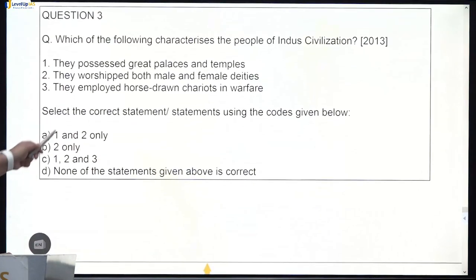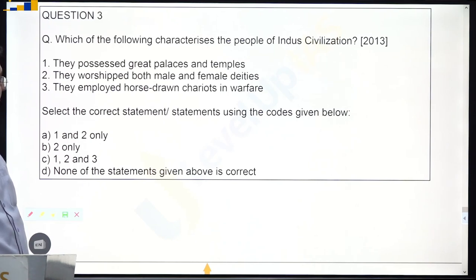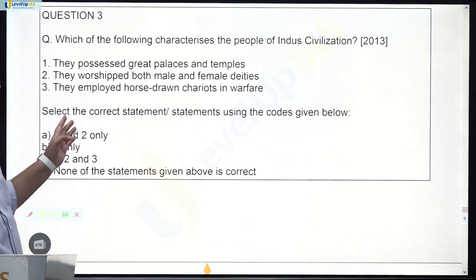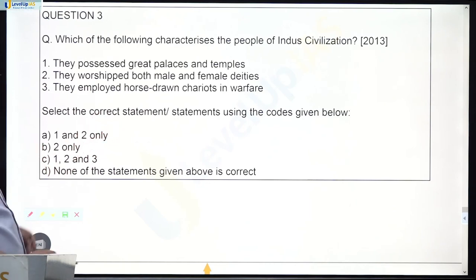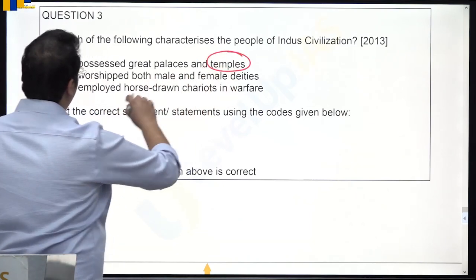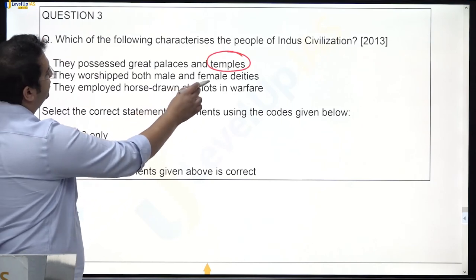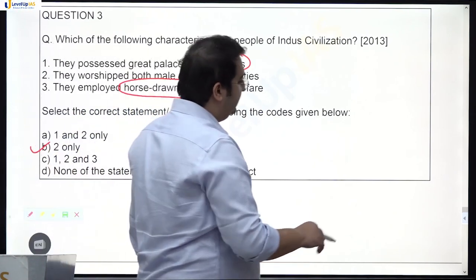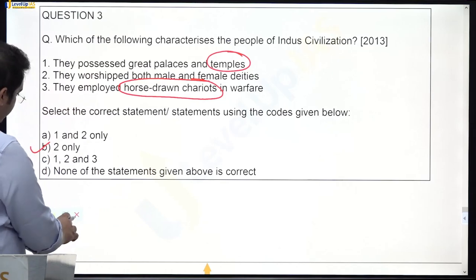Next question, which of the following characterizes the people of the Indus civilization? One, they possessed great palaces and temples. Two, they worshipped both male and female deities. Three, they employed horse-drawn chariots in warfare. Which of these are correct? B, two only. Why is the first one incorrect? No temples. Okay. Why is the third one incorrect? No horse-drawn chariots. In fact, the Harappans probably had not domesticated the horse also. In fact, UPSC has already asked this question, and you will probably come across it ahead as well.